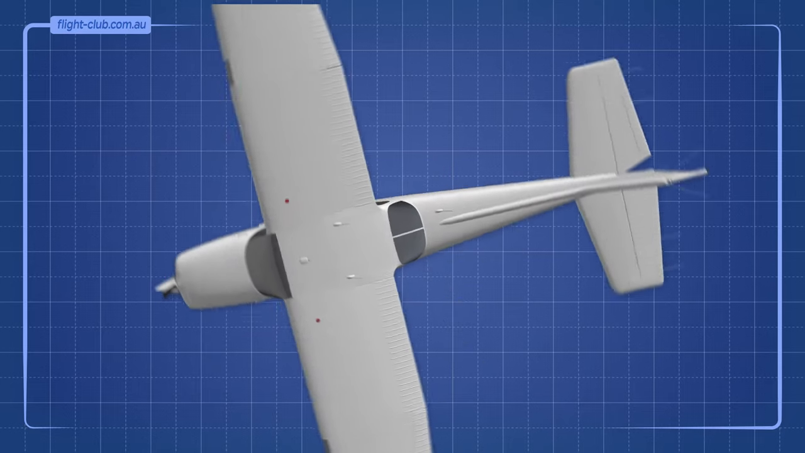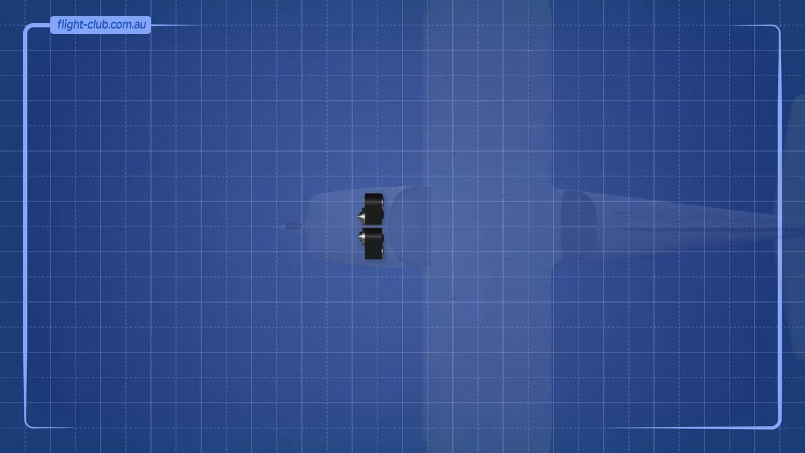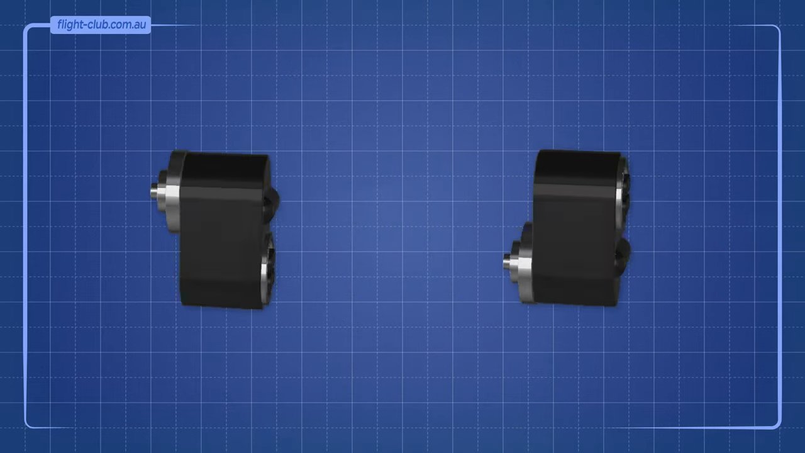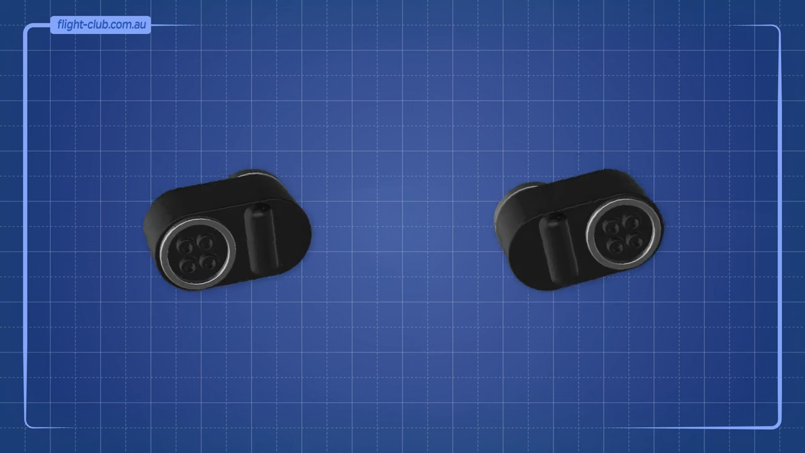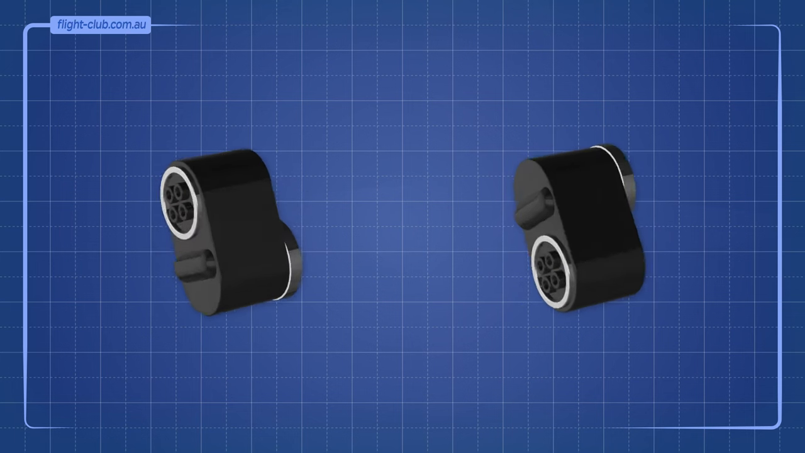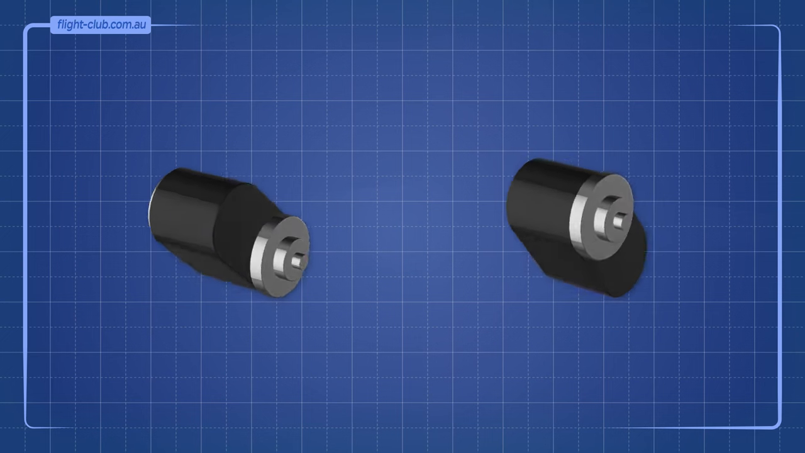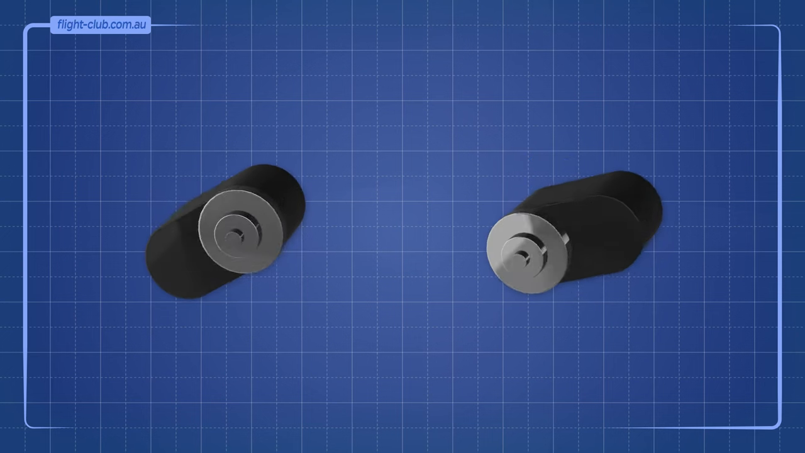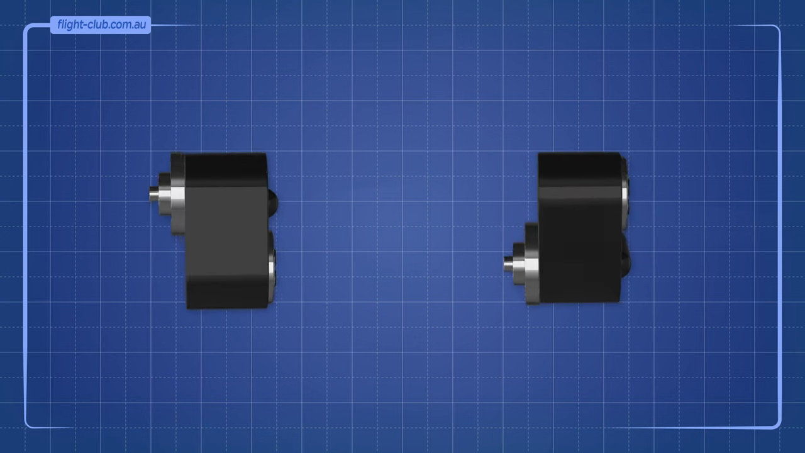Common to piston engine aeroplanes, the magnetos are self-contained high-voltage generators. The main purpose of the magneto is to provide electrical current to the spark plug so it can ignite the fuel and air mixture at the right time in the engine cycle.